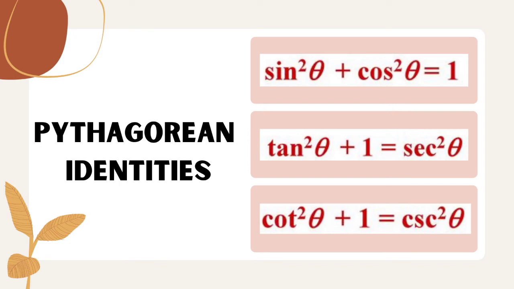For our third identity, we have the Pythagorean identities. Under the Pythagorean identities, we have sine squared theta plus cosine squared theta is equal to 1. Tan squared theta plus 1 is equal to secant squared theta. Cotangent squared theta plus 1 is equal to cosecant squared theta.